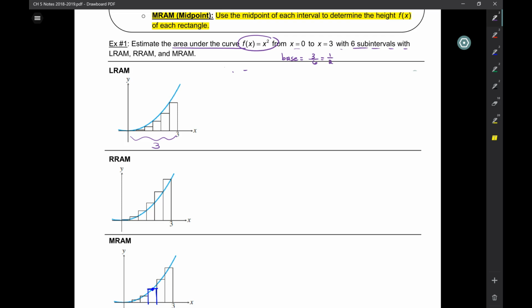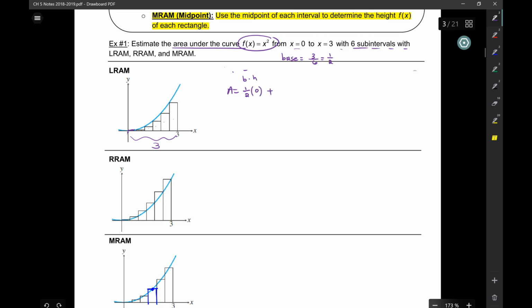For the first rectangle, look, I have here 1, 2, 3, 4, 5, and then the 6th rectangle is right there, okay? So this is LRAM. Area is going to be base times height, right? Base is 1/2 times, what's the height of this itty-bitty rectangle based on the left end point? The left end point, x equals 0, y is 0 squared, so it's 0.